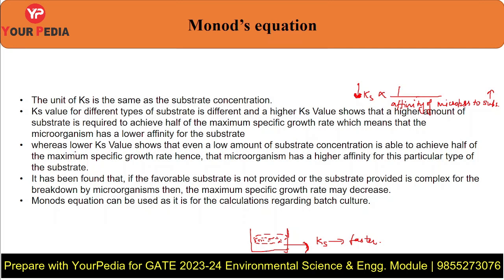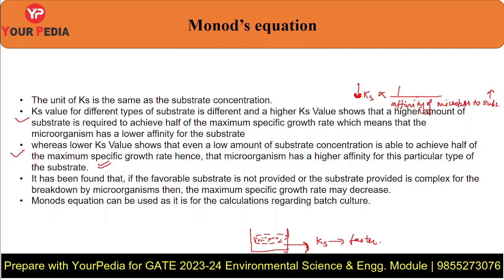Again explaining, the lower Ks value shows that even a low substrate concentration is able to achieve half of the maximum specific growth rate. Hence, that microorganism has a higher affinity for this particular type of substrate. These two statements say the same thing, that Ks is inversely proportional to the affinity of microbes.